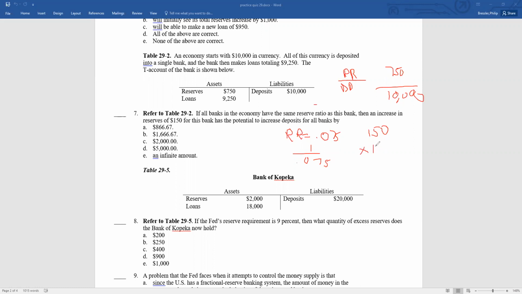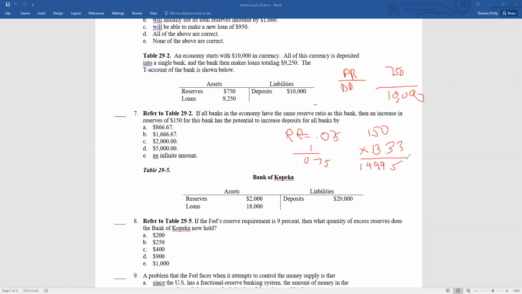13.33. And again, on the AP test, because you're not allowed to have a calculator, they will never have numbers like this. So I take 150 times 13.33, and I got 1999.5. I'm going to round that up, and the answer would be C, 2000. So let me just go over this again slowly, because there's a lot of parts to this.